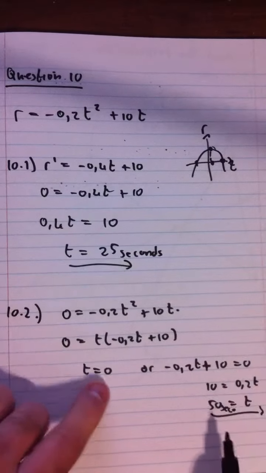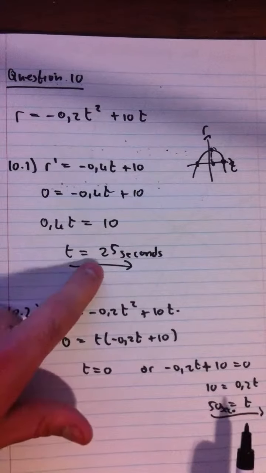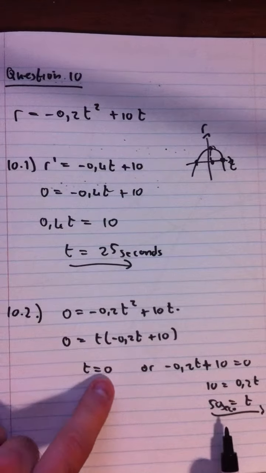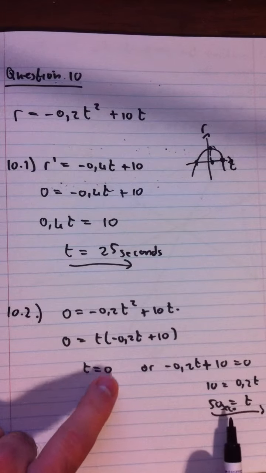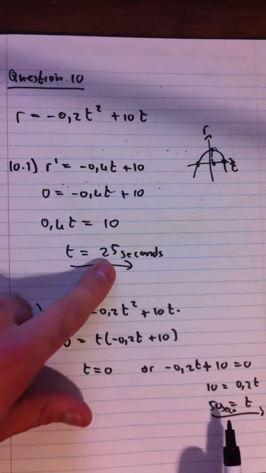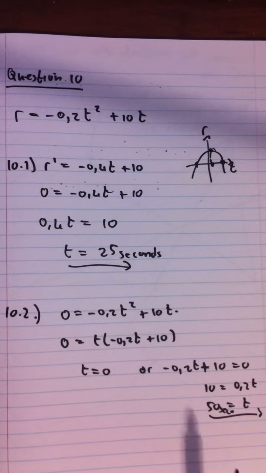So that's it, and we can see this is symmetrical because the turning point of a parabola has to be midway between the x-cuts, and we see this is true. Between 0 and 50, midway between that is 25 seconds. That's it for question 10.